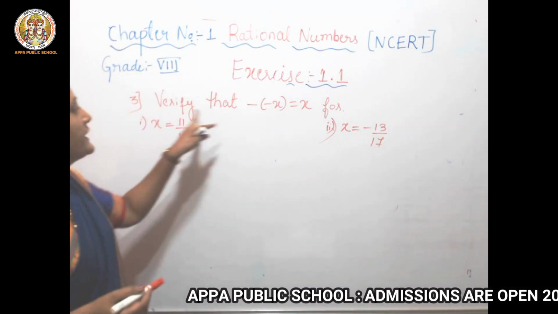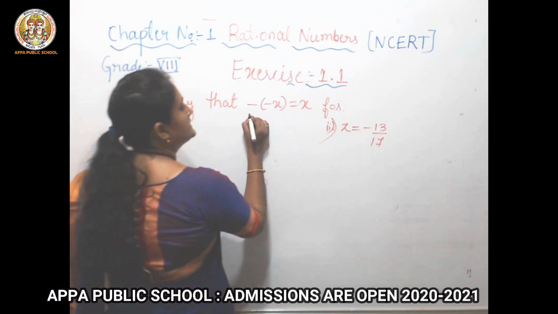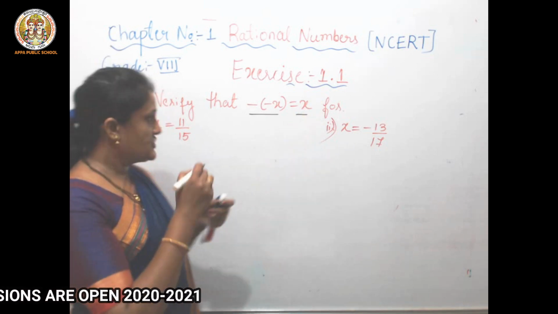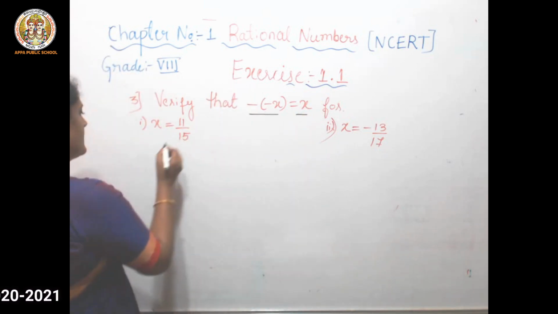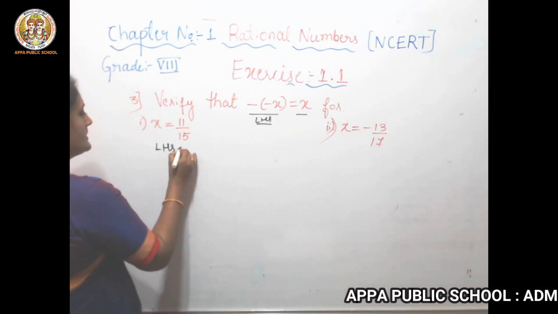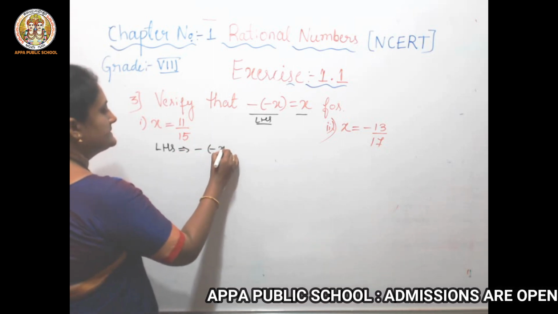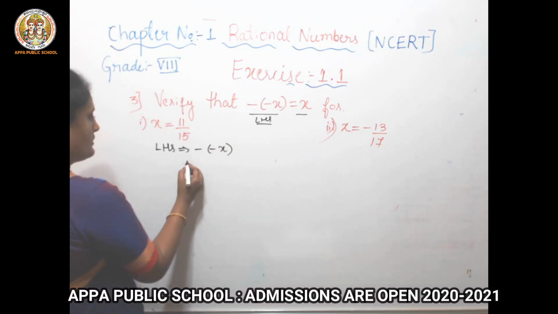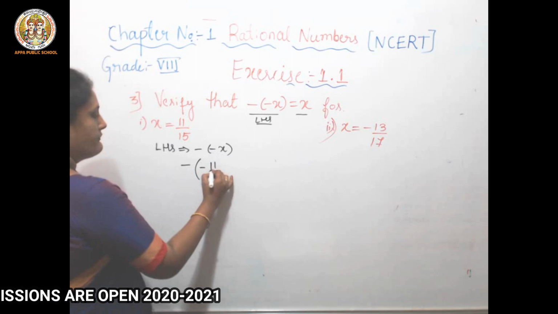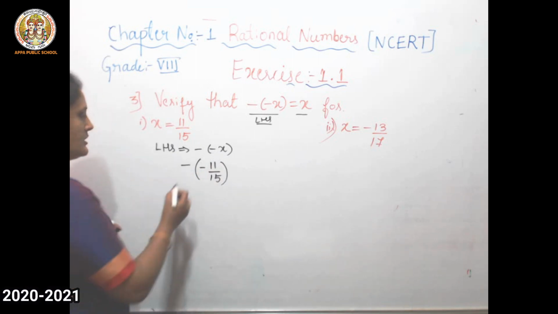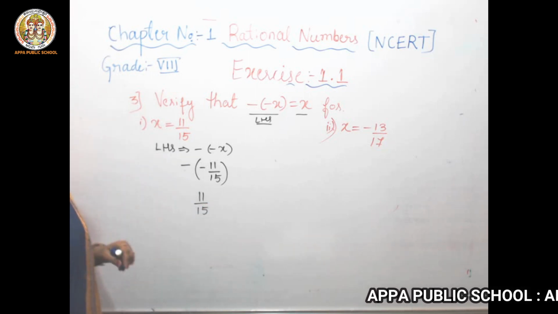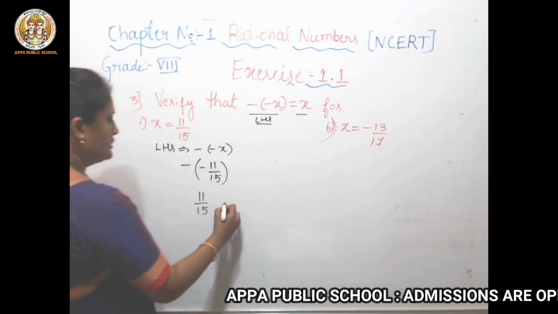Have a look at the question. Verify that this is the x value. This is given like, if minus into minus x, we will get plus x. We just have to substitute the values. So first we will take the LHS side. So LHS, that is minus of minus x. Substitute minus as it is, and this minus also as it is, and the x value is 11 by 15. Isn't it? Now minus into minus, we know that it is a plus. So 11 by 15. LHS, what we got? 11 by 15. Now have a look at the RHS side.